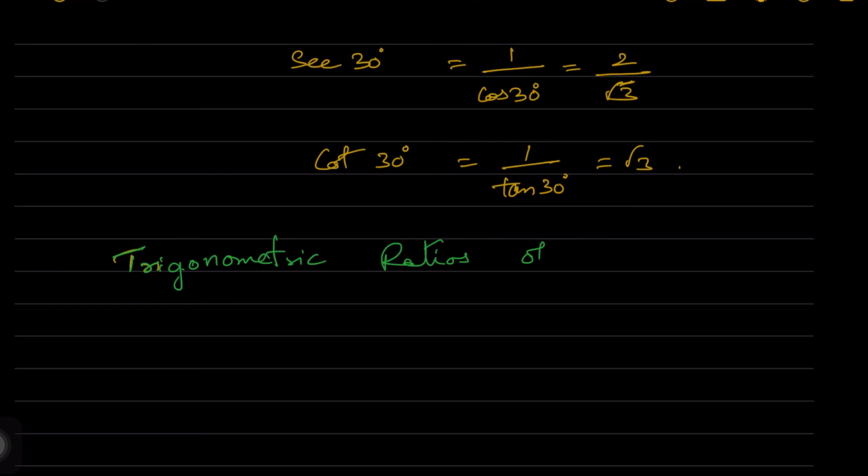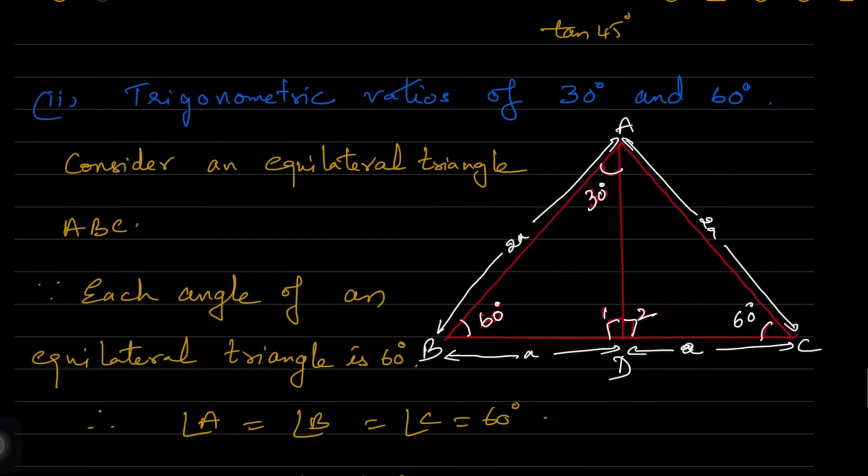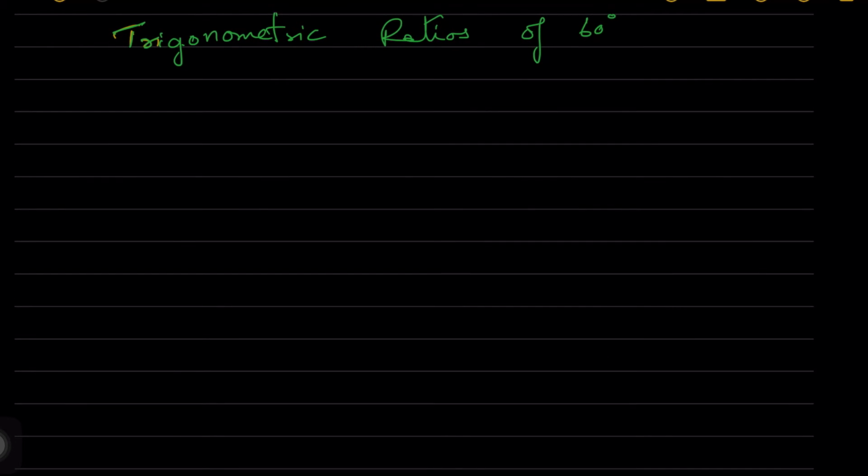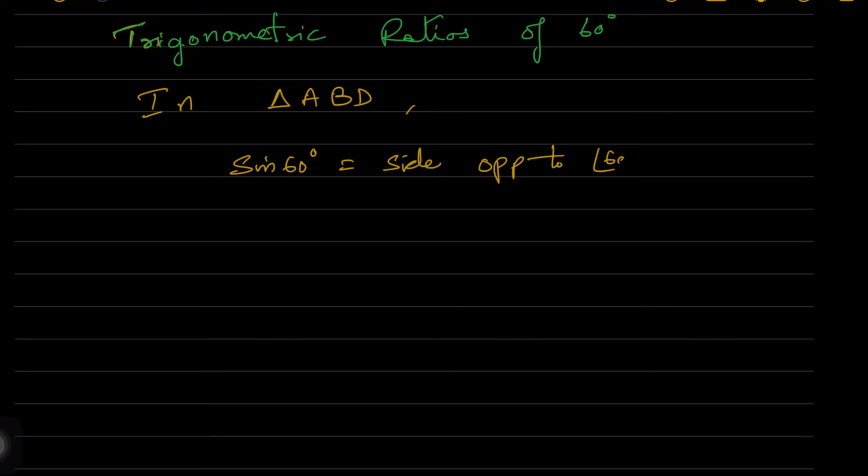Next we have what are the trigonometric ratios of 60 degrees. From this only we can take that, because one side we are having 30 degrees, the other side we are having it as 60. So consider triangle ABD itself. In that triangle itself we can see which is the hypotenuse, which is the adjacent side, which is the opposite side of 60. So you are having hypotenuse as AB, adjacent side is BD, and opposite side is AD.